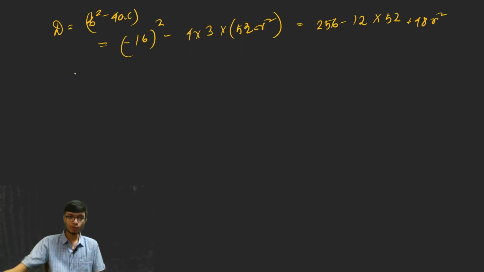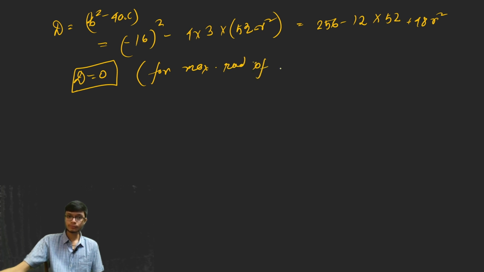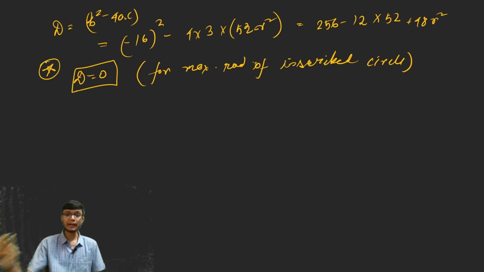That means I have to solve for the condition of discriminant equal to 0 for the maximum radius of the inscribed circle. Now this is a very important thing that I am talking of. Many times you will face these types of problems, and definitely don't make mistakes when you are solving problems of this particular type.